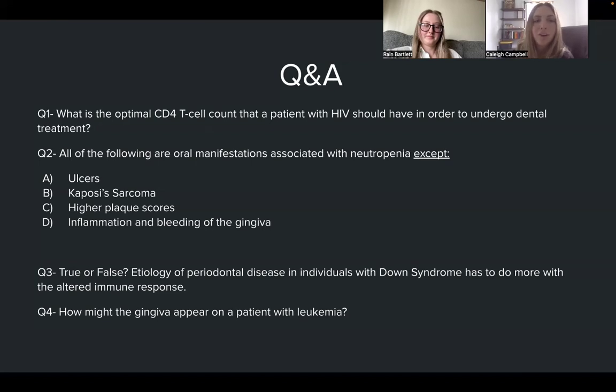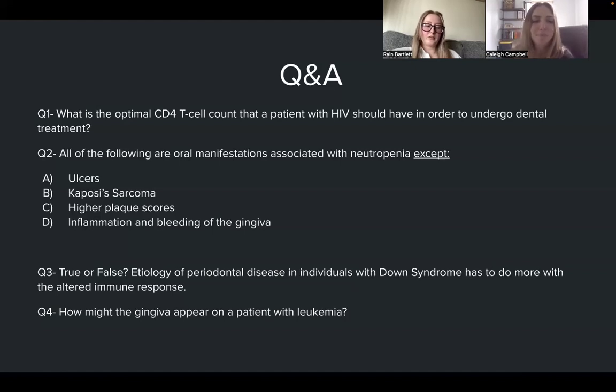And question 2, all of the following are oral manifestations associated with neutropenia except: A, ulcers, B, Kaposi sarcoma, C, higher plaque scores, or D, inflammation and bleeding of the gingiva. So that one is going to be B, Kaposi sarcoma, because that is actually associated with patients that have HIV.